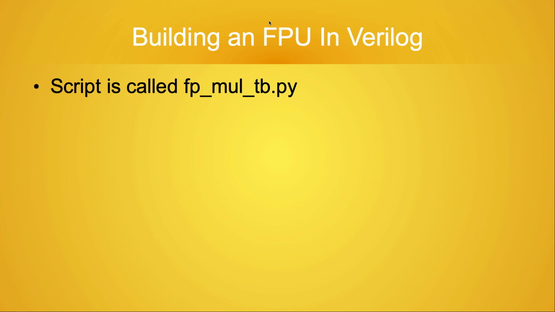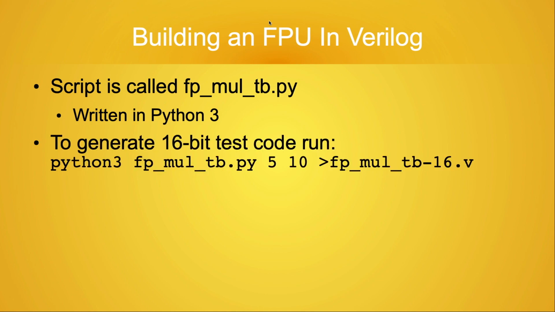The code which generates the various test cases is in fp_mol_tb.py. This is a Python 3 script. To generate the version of fpmol_tb.v, which tests IEEE 16-bit floating point numbers, use python3 fp_mol_tb.py 5 10, and redirect the output into fp_mol_tb-16.v.